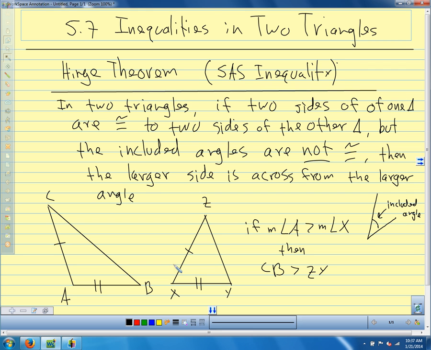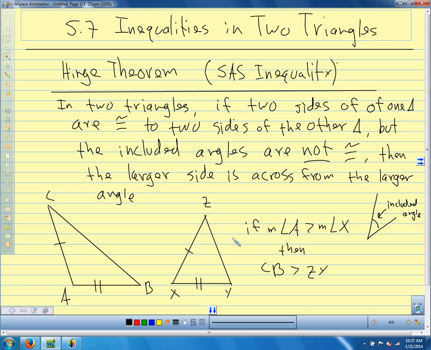You can also think of the hands on a clock. The lengths of the hands don't change, but as the angle changes, the distance between the tips of the hands changes. When the angle is bigger, the tips of the hands are further apart. When the angle is small, the tips of the hands are close together. So that's why we call it the hinge theorem. And we call it the side angle side inequality because we have a side, an angle between them, and a side. We have a side angle side, but the angles aren't congruent. So pretty easy idea. The bigger the angle, the bigger the side.